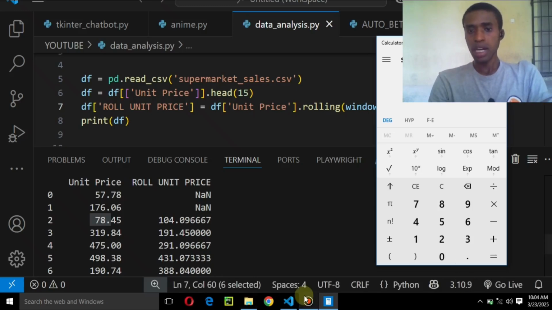78.45. And then when we did this, it was equal to 312, and then it's going to be divided by 3, because we set the window to 3, and that's what we got: 104.0966, like you can see here.